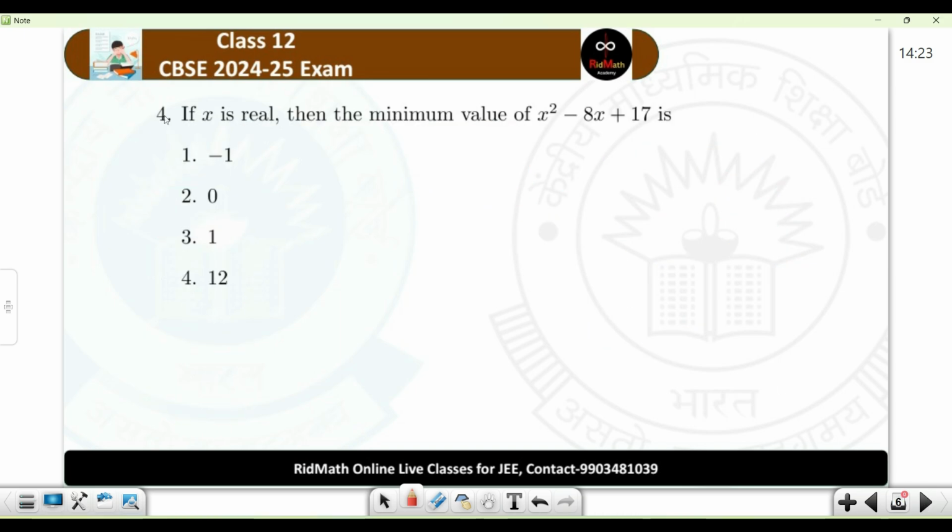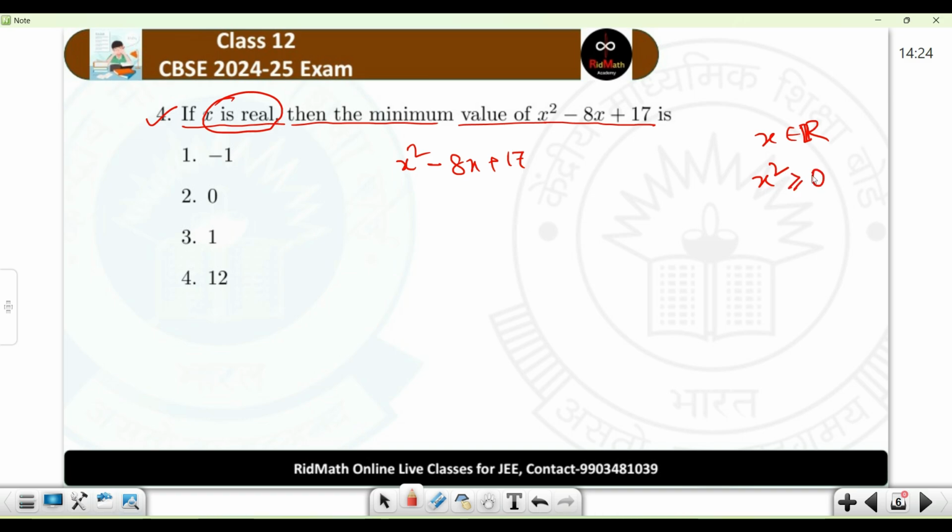Next problem, problem number 4. If x is real, then the minimum value of x square minus 8x plus 17. So here it is given that this is an expression x square minus 8x plus 17. It is also said that x is real. So if x is a real number, then what is the value of x square? The minimum value, we know that it is greater than or equal to 0 because x square is always non-negative and the square of 0 is 0. So minimum value is 0.